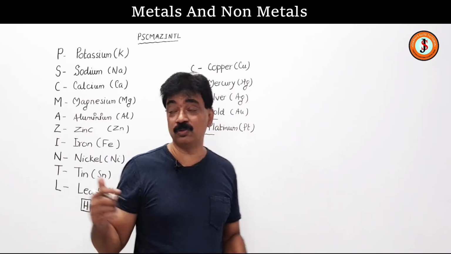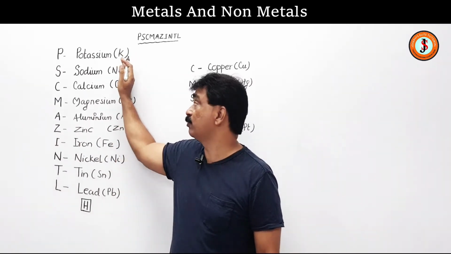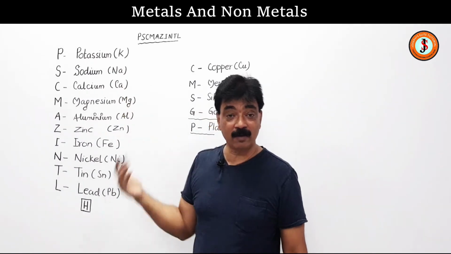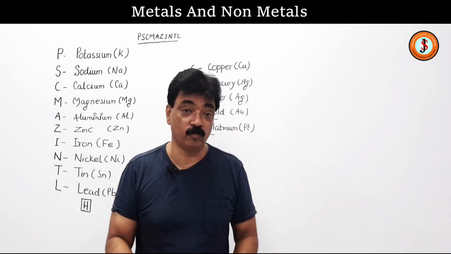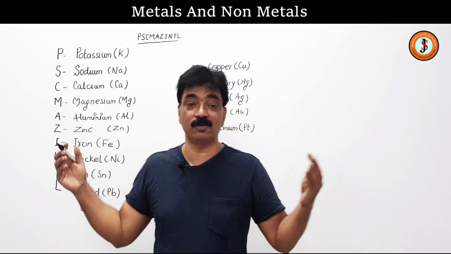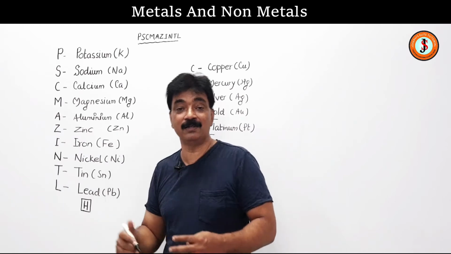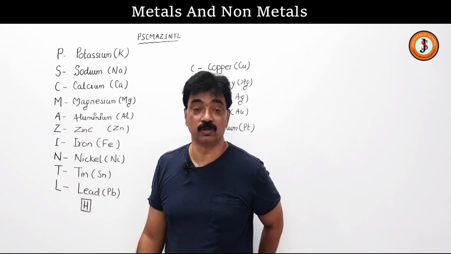Now, what happens to those which are very highly reactive elements? Once they are formed in nature, they will react with oxygen and can be found in oxide form, or they can react with chlorine, or oxygen, chlorine, etc., and they can be found in their combined state in the form of their compounds, alright.